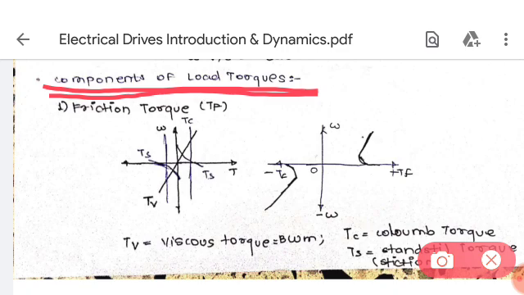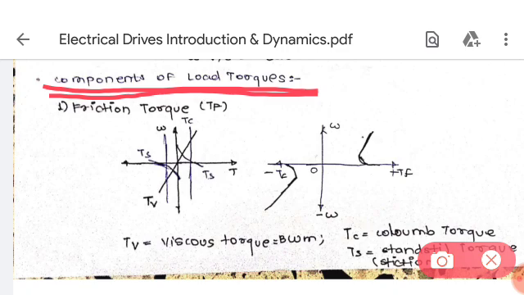So load is nothing but opposition to the motion of the motor, isn't it? The motor has to overcome the opposition for driving the load. There are different types of load torques experienced by the motor, and all those load torques have to be counterbalanced by the motor.